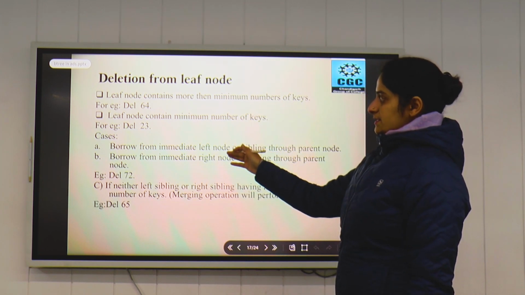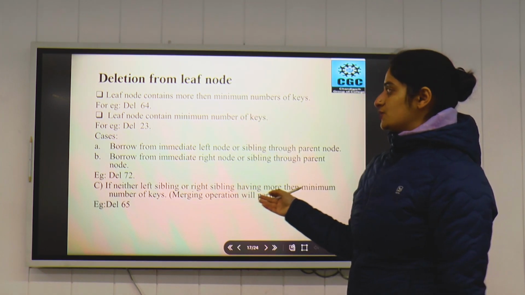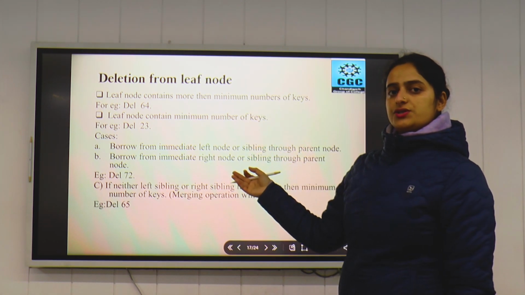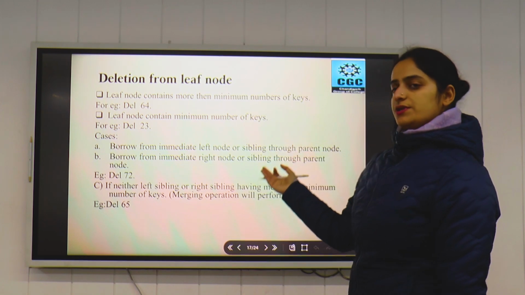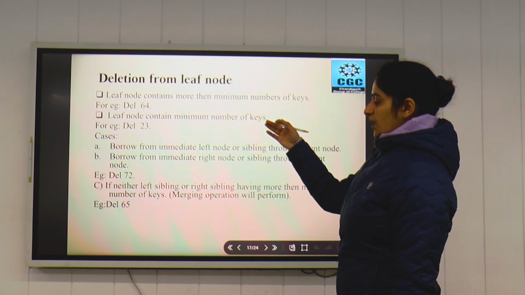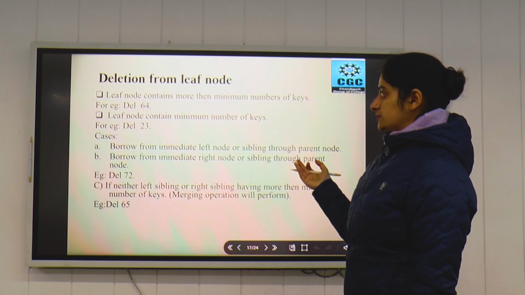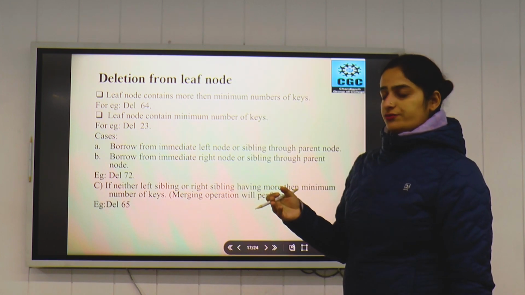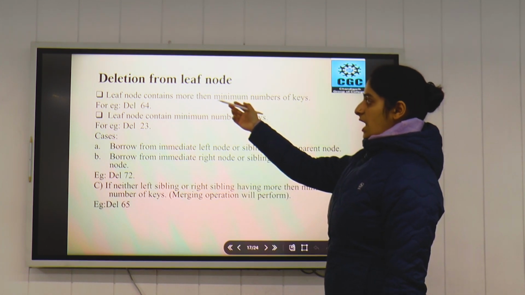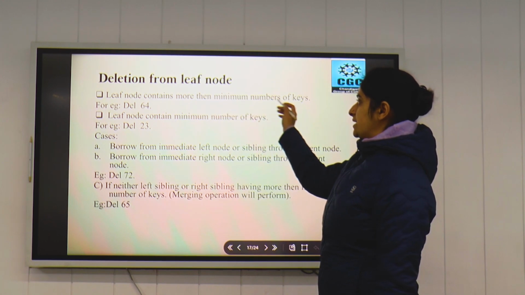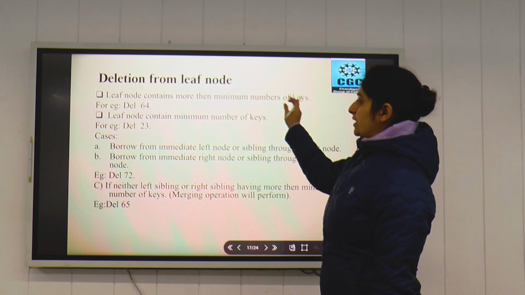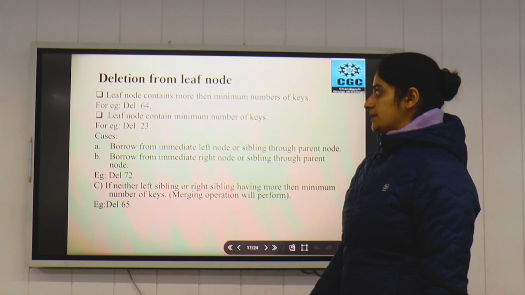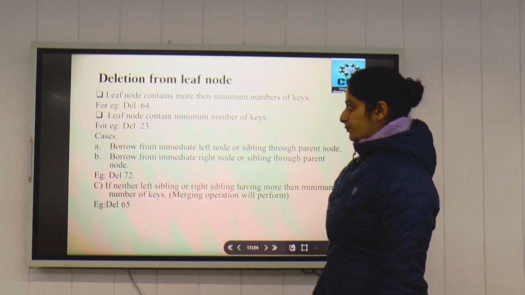So these are the cases. In detail I am going to discuss all of these. The first case would be when I would like to delete 64 from the given tree, and then 23 and then 72. These are very common things to do, but the strategies which we are going to opt for here are very different. Suppose in the first example I am deleting 64. This falls under the case when the leaf node contains more than the minimum number of keys.